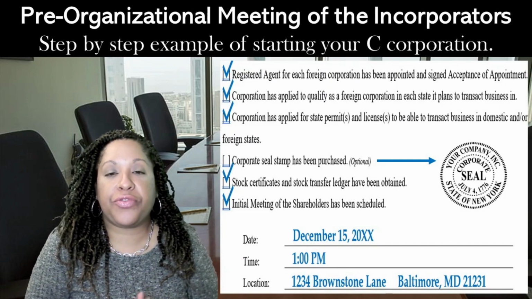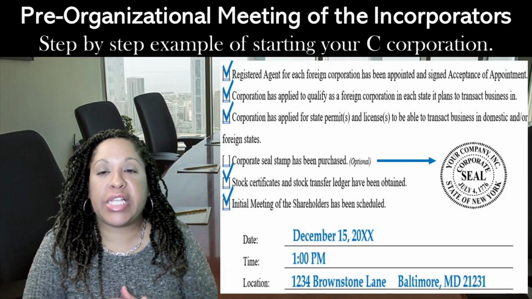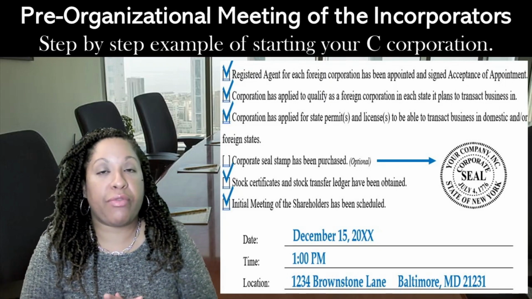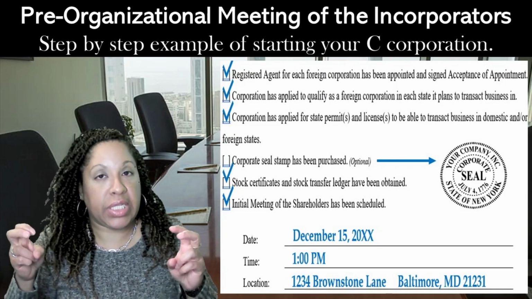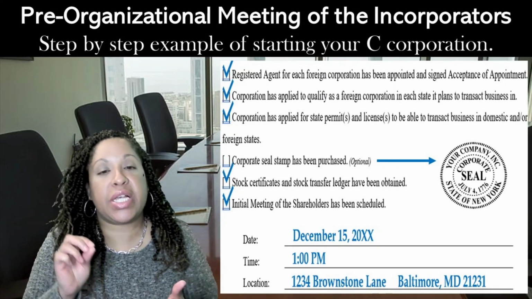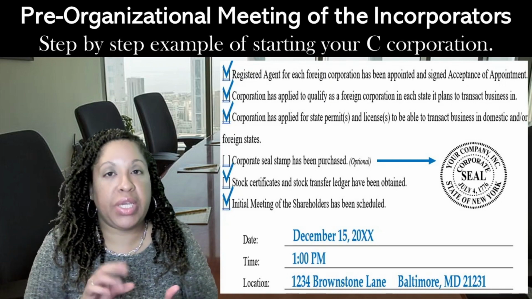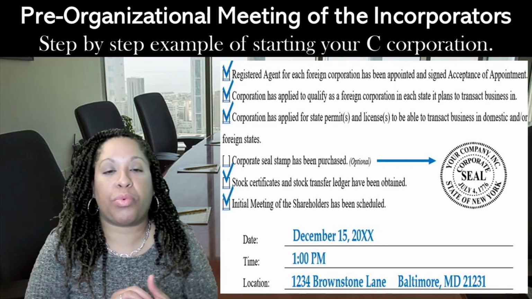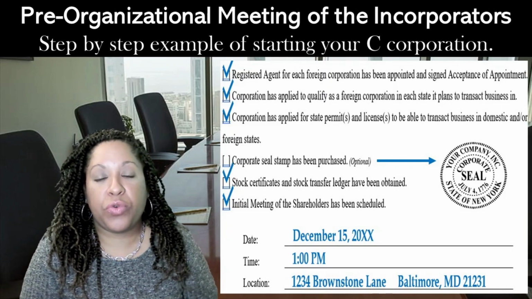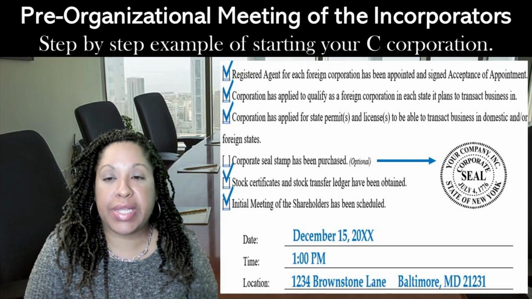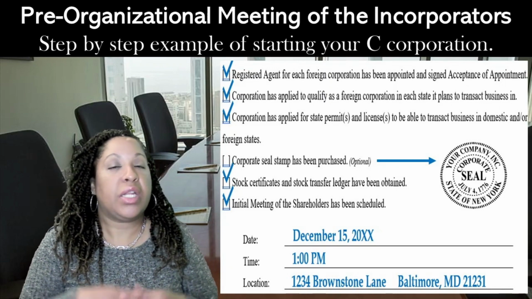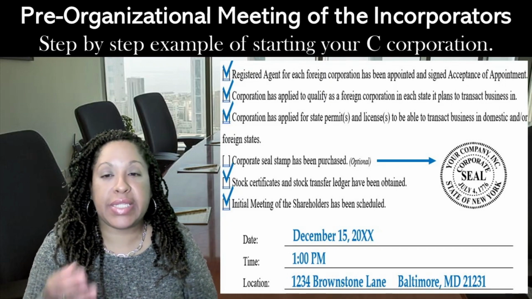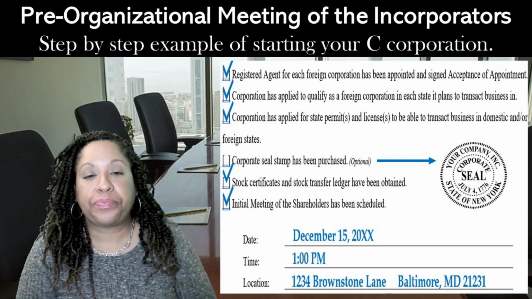All right. Registered agent for each foreign corporation has been appointed and assigned acceptance of appointment. So remember, that's that second location that they're going to have in Washington, D.C., which is also basically considered that foreign corporation. So we're going to check that box, yes, because Jeffrey Williams will be the registered agent of the foreign corporation. Corporation has applied for state permits and licenses to be able to transact business in domestic and/or foreign states. Let's say that they looked into it to see if there are any additional permits or licenses that are required. So we'll check that off.